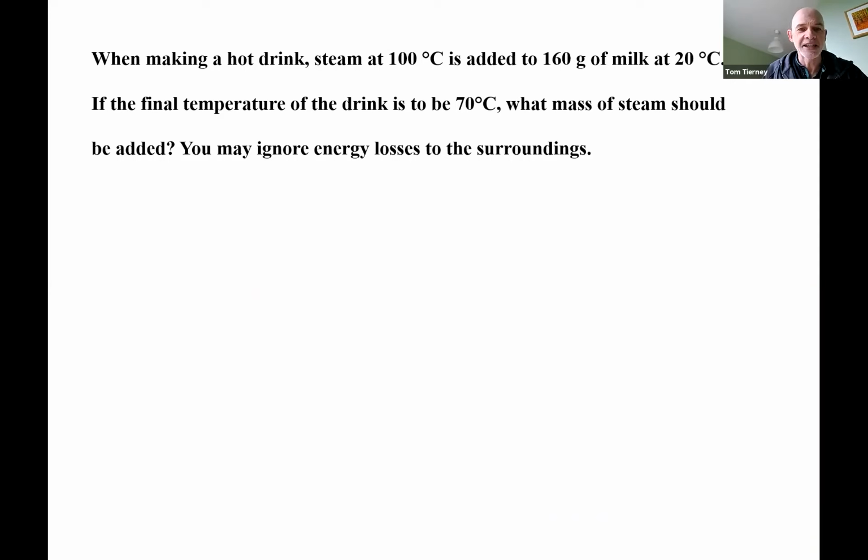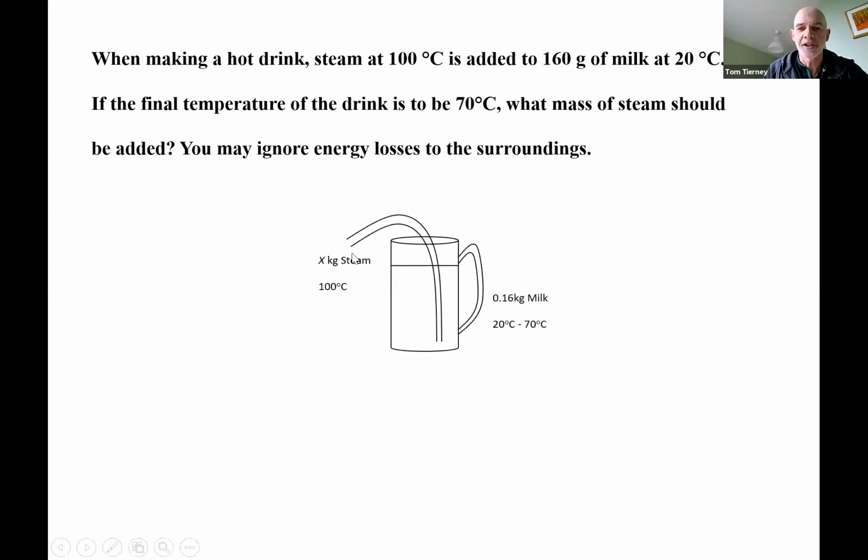Okay, but that aside, let us look at the maths of this. So we're making a hot drink, and steam at 100 degrees is added to 160 grams of milk at 20 degrees. And you had all the information you needed at the bottom of the question relating to specific heat capacities and stuff. So if the final temperature of the drink is to be 70, what mass of steam should be added? So basically what we have going on here is usually some sort of tube or metal insert going into your jug of milk. Remember, the 160 grams is going to be 0.16 kilos.